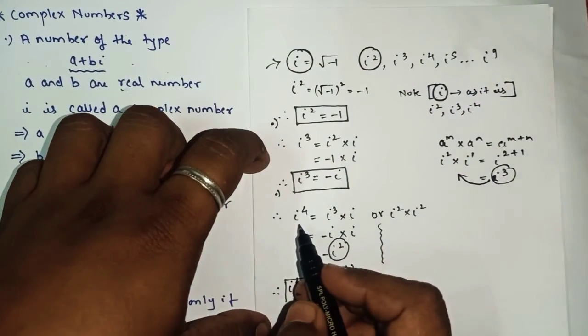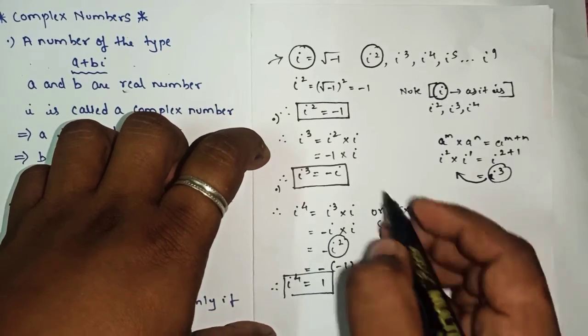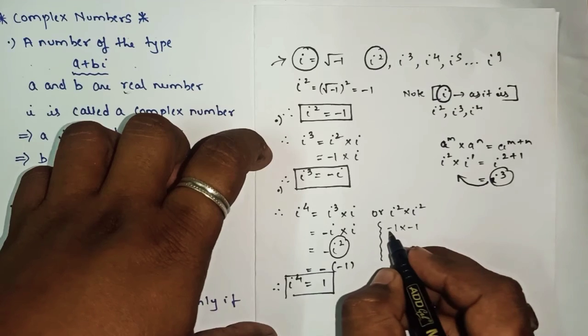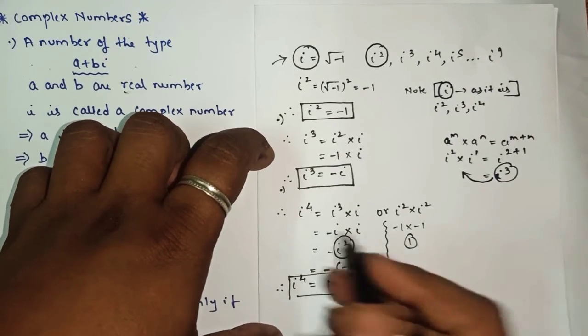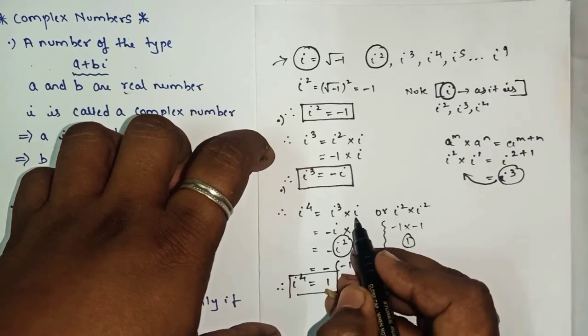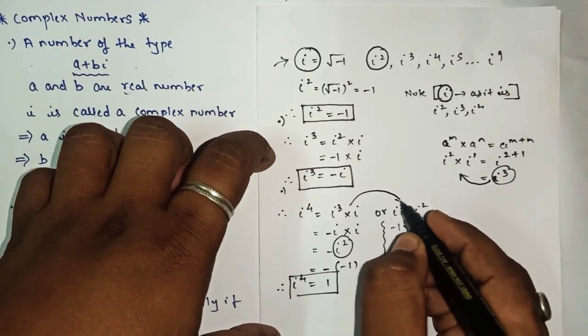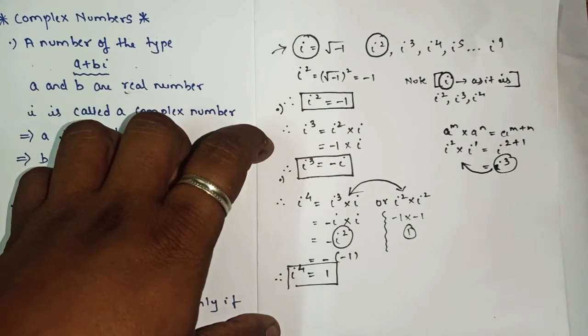Suppose if you break i raised to 4 as i square into i square, we'll see here i square is what? Minus 1. i square is what? Minus 1. So minus into minus is plus, and 1 into 1 is 1. So whether you break i raised to 4 as i cube into i or i square into i square, you will get the same answer. It is on you how you break the values, but see that you must get the perfect answer.